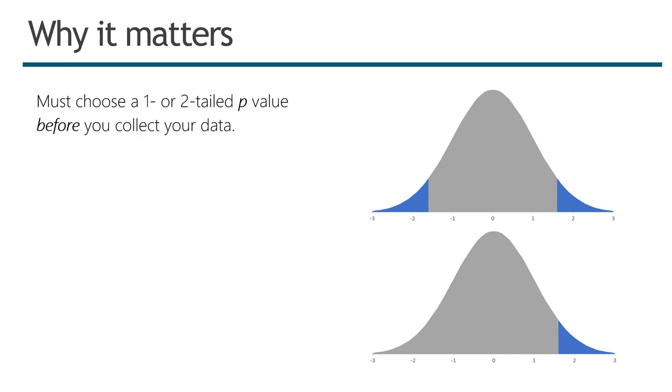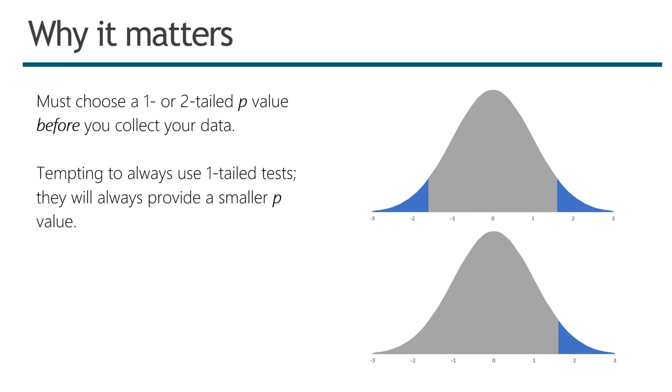A researcher's choice of whether they should use a one- or two-tailed p-value is actually linked to the null hypothesis that they're testing in their study. And of course, the null hypothesis is set up before they actually collect their data. It might be tempting to always use one-tailed p-values because they're always going to be smaller than two-tailed p-values, thereby providing stronger evidence against the null. But that's really not appropriate because one-tailed p-values and two-tailed p-values don't mean the same thing. And I'll explain that on the next slide.